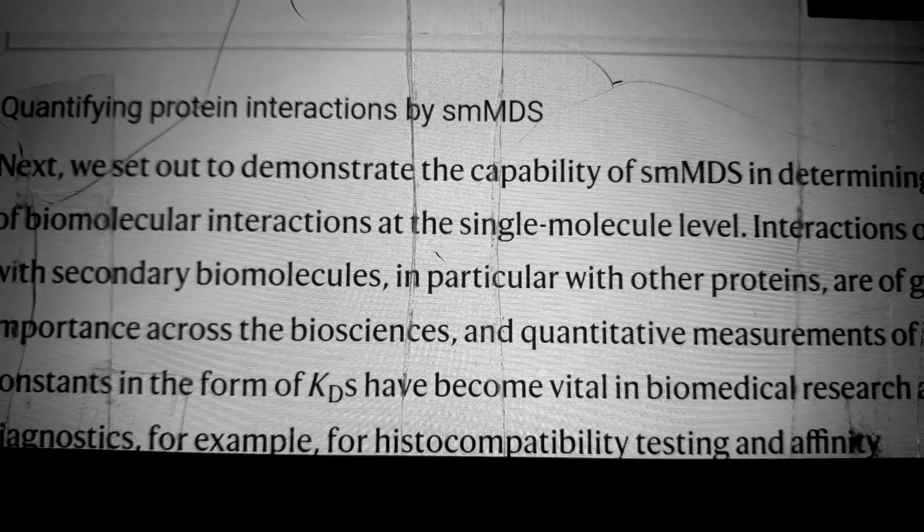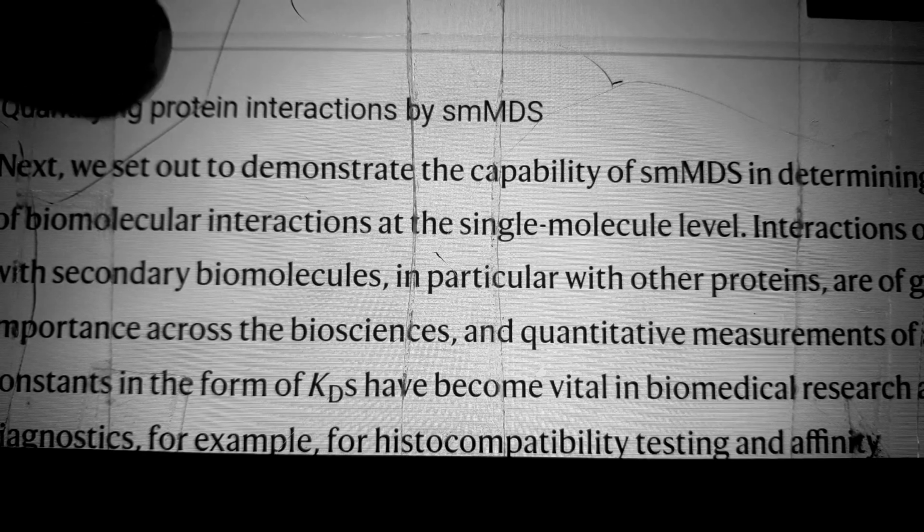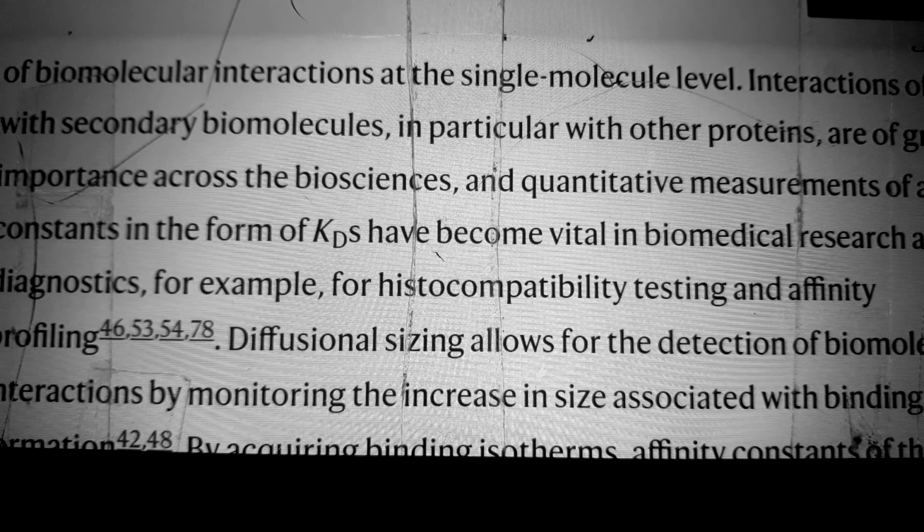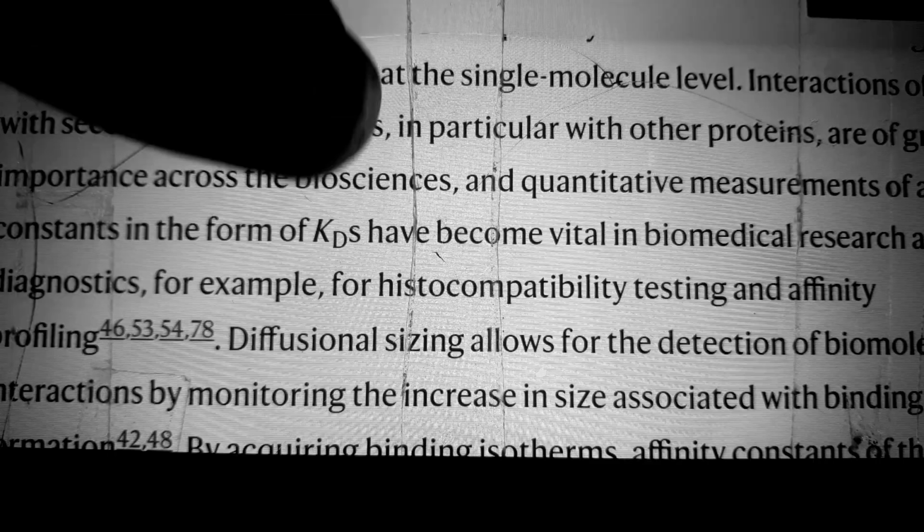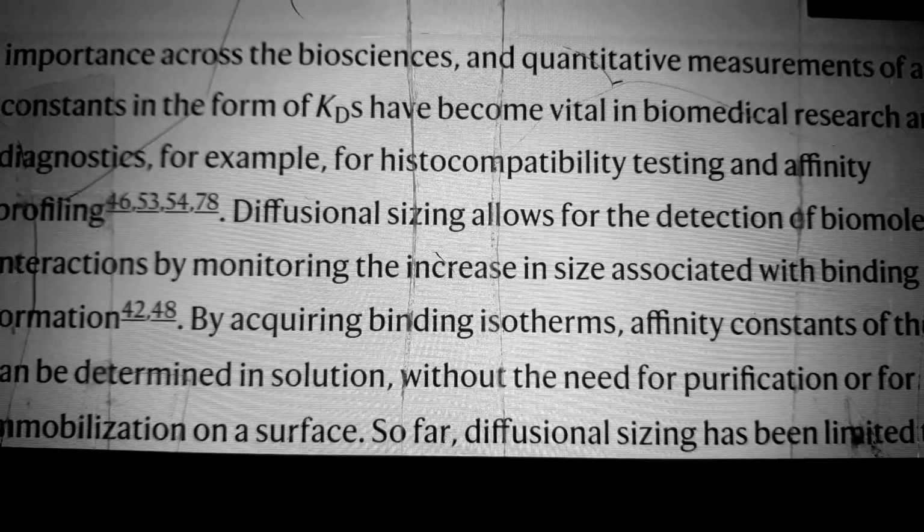Quantifying protein interactions by SMMDS. The capability of SMMDS in determining the affinity of biomolecular interactions at the single molecule level. Interactions of proteins with secondary biomolecules, in particular with other proteins, are of great importance across the biosciences, and quantitative measurements of affinity constants in the form of KDs have become vital in biomedical research and clinical diagnostics, for histocompatibility testing and affinity profiling.